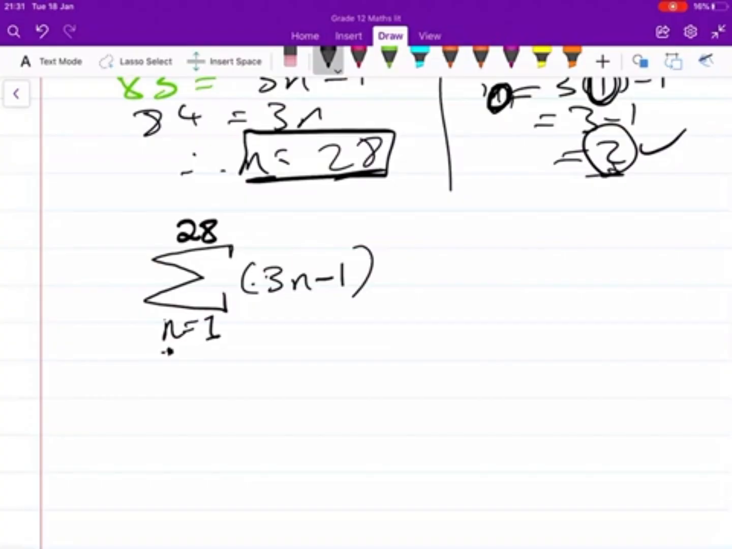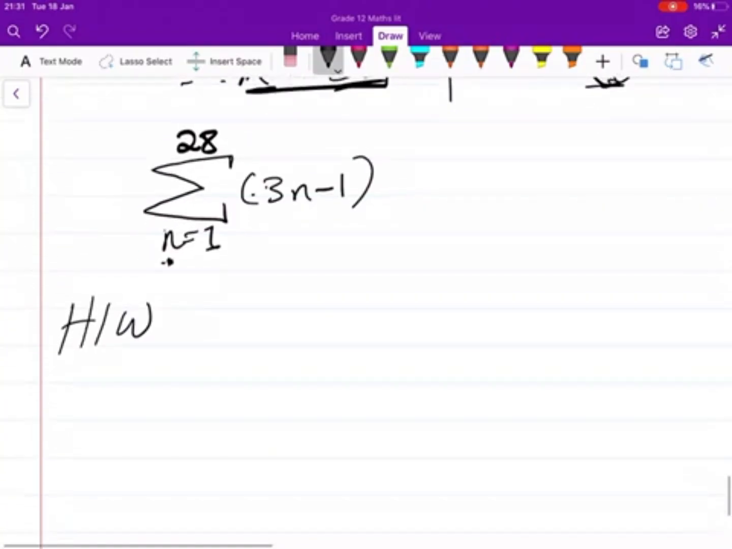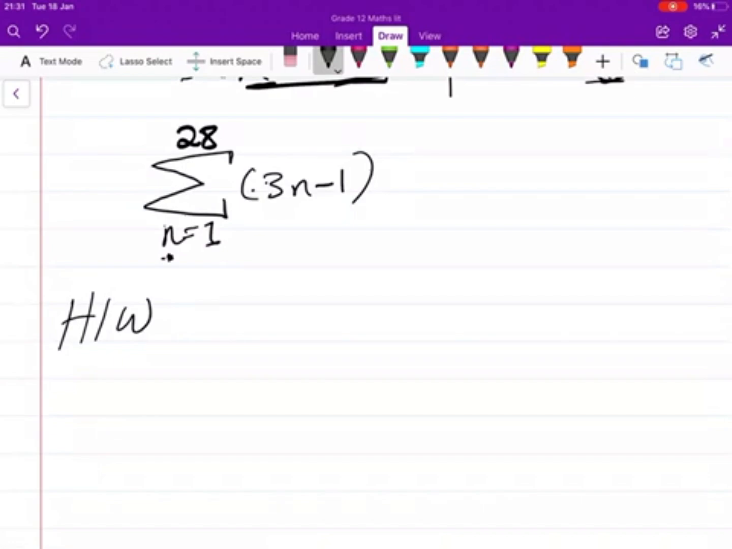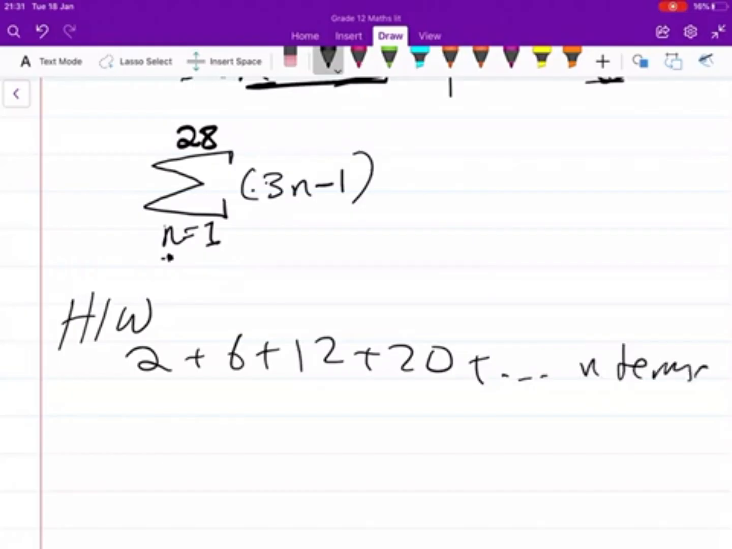All right, you can do this as homework. Write the following series in sigma notation: 2 plus 6 plus 12 plus 20 to n terms. Okay, and see how you fare with that. All right, guys, I am done with sigma notation. I hope now you have an understanding.